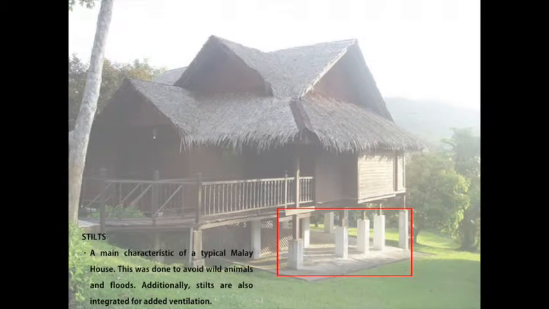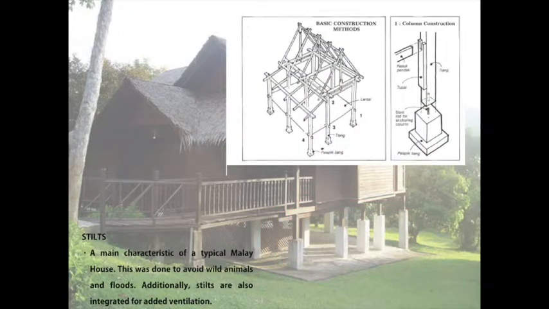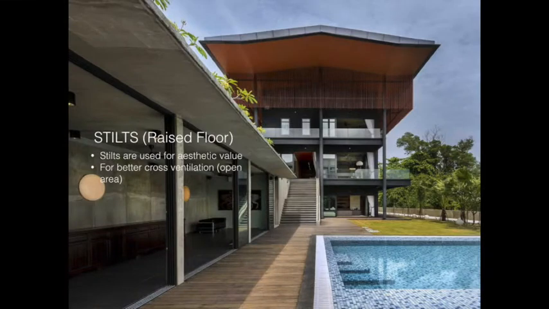Stilts are one of the main characteristics of a typical Malay house. This was done to avoid wild animals and floods. Additionally, stilts are also integrated for added ventilation. The stilts found on the 8D house are used for aesthetic value, as well as for better cross-ventilation by taking advantage of the open area.